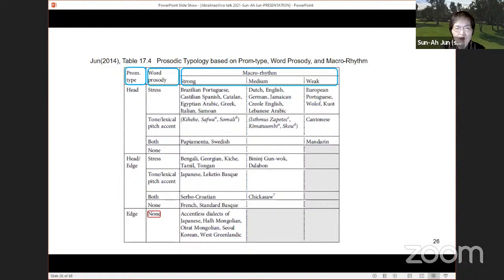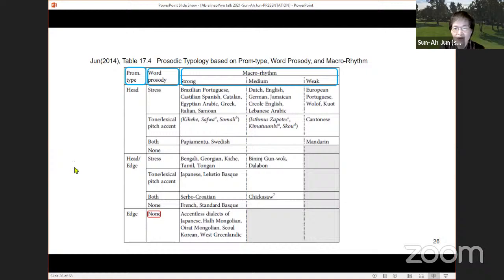So the prosodic typology table is based on three parameters. Prominence type: we have head, head-edge, or edge. And word prosody: in each prominence type, we can consider a stress-type language, or a tone or lexical pitch accent type language, and both stress and tonal specification in the lexicon, or none of them. These four types of word prosody can all be under head-prominence languages, and these are example languages. So far, we haven't found any language with no word prosody having head marking, which is not likely. Head-edge-prominence languages also have four types. And for edge-prominence languages, so far we only found languages that have no word prosody; they are marking the edge of the word. That's what was proposed in 2014, at that time.